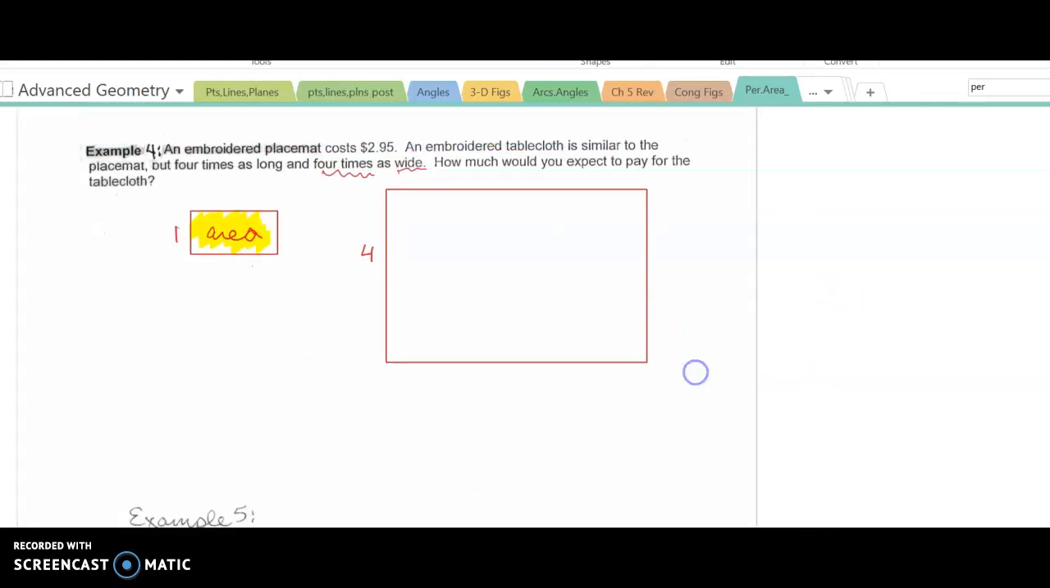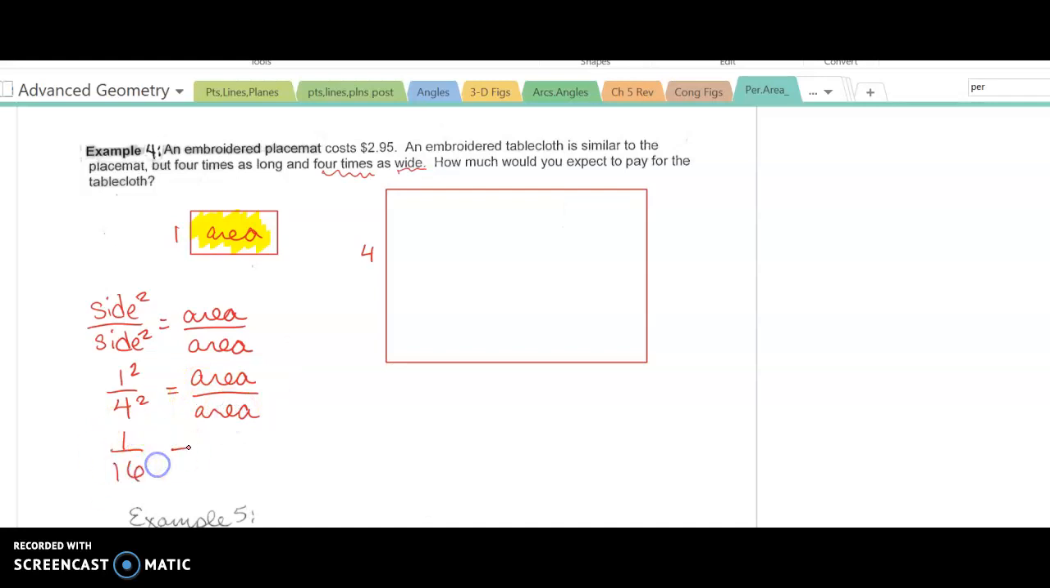And so, what we do know is that side squared compared to side squared equals area compared to area. So we know this would be 1 to 4 for the side-to-side ratio. Even though we don't literally know what those numbers are, we know that they would reduce in that ratio of 1 to 4. So that squared, the area ratio, would be 1 to 16. And that's what we care about when it comes to figuring the cost.